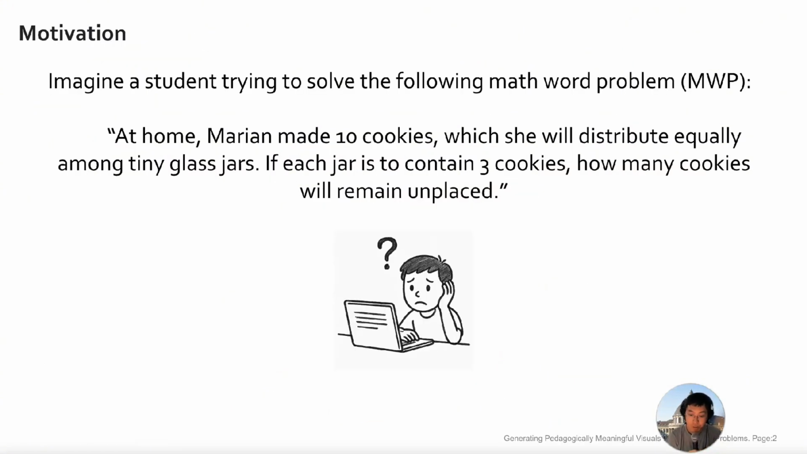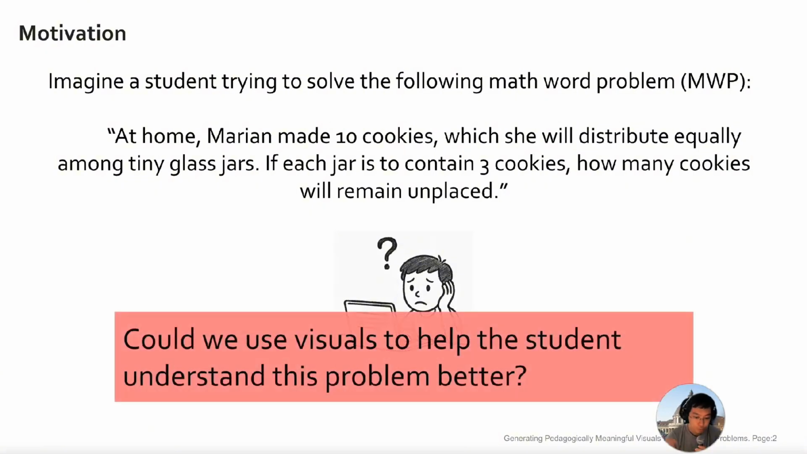Let's imagine a student trying to solve the following math problem. At home, Marine made 10 cookies, which she will distribute equally among tiny jars. If each jar is to contain 3 cookies, how many cookies will remain unplaced? The student seems confused about the problem. Could you use visuals to help the student understand this problem better?